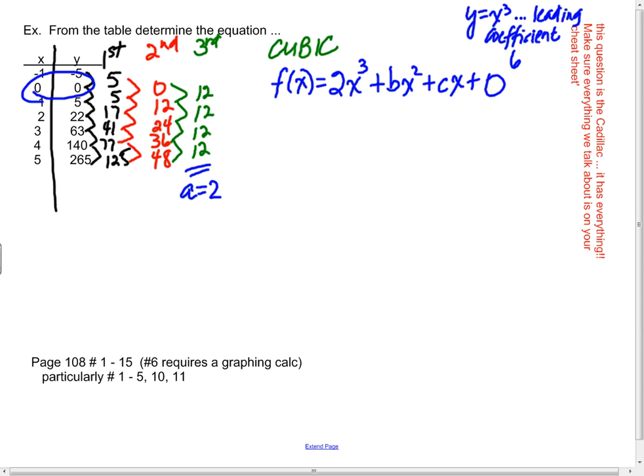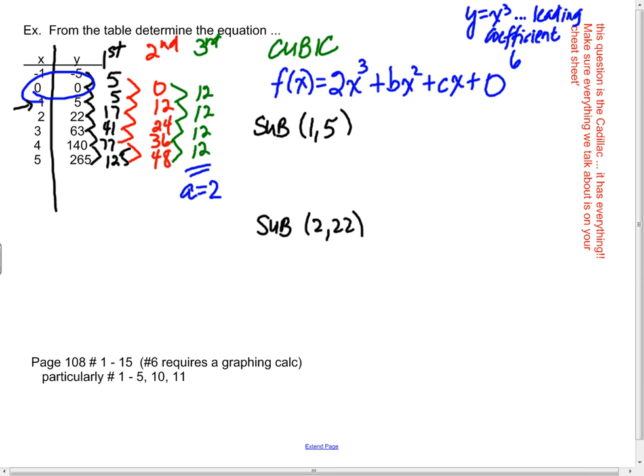In order to find b and c, I'm going to need to substitute 2 points. So I'm going to choose the easiest ones. I'm going to choose 1, 5. And I am also going to use 2, 22. There's a reason that I need 2, and we'll show you that in a moment.